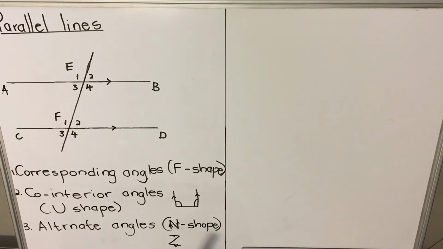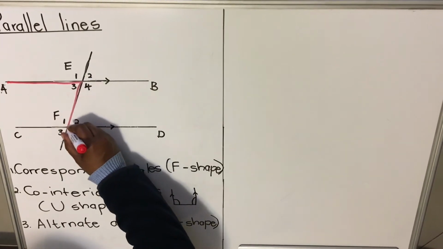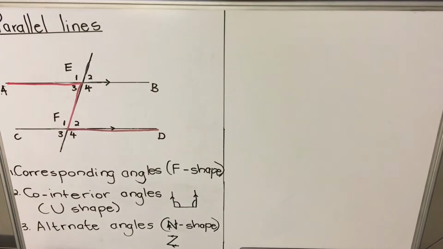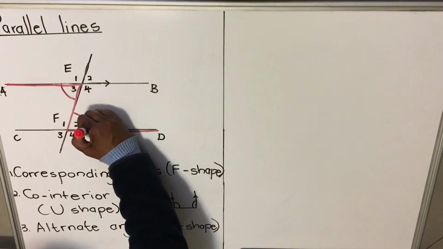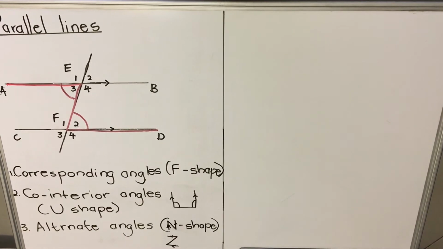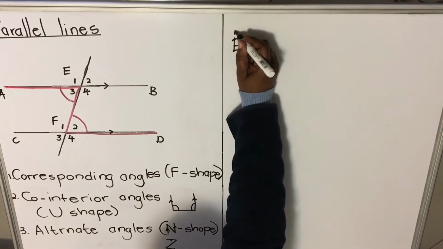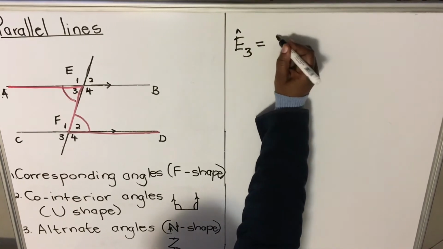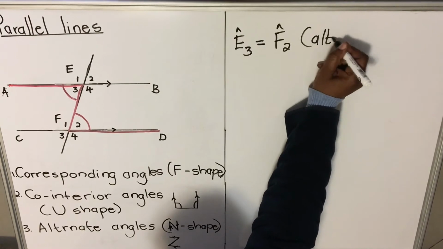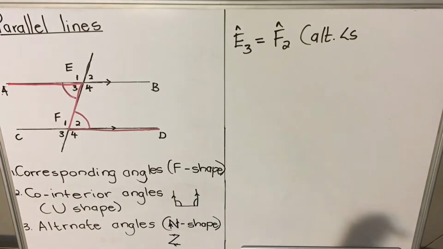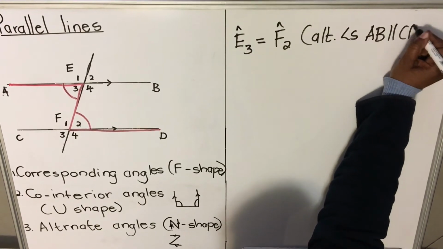Let me draw it with a red pen. You see, it goes like that, like that. So my alternate angles are that one and that one, which is angle E3 is equal to F2, and the reason is alternate angles. You also add parallel lines, AB parallel to CD.